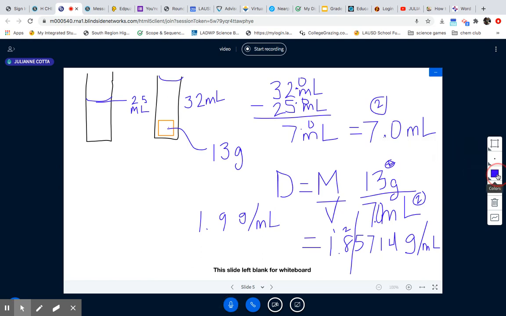So if I was to put this block into water, it would sink because it's not less than 1 gram per milliliter, the density of water. So this is denser than water. It will sink if I place this block in water.